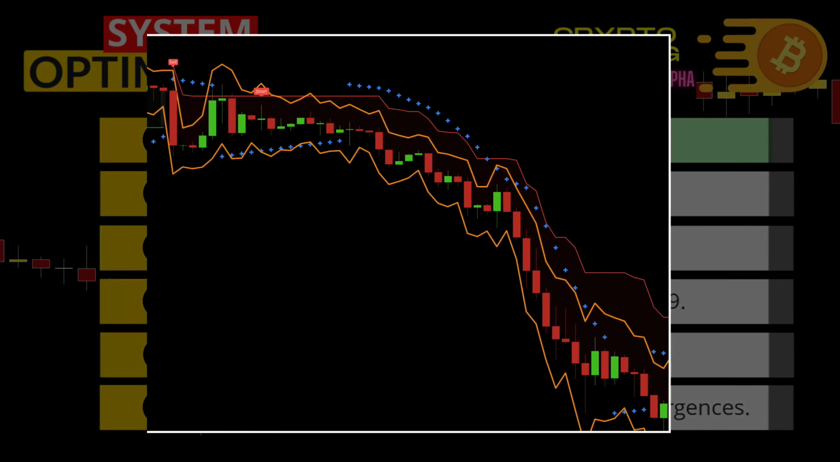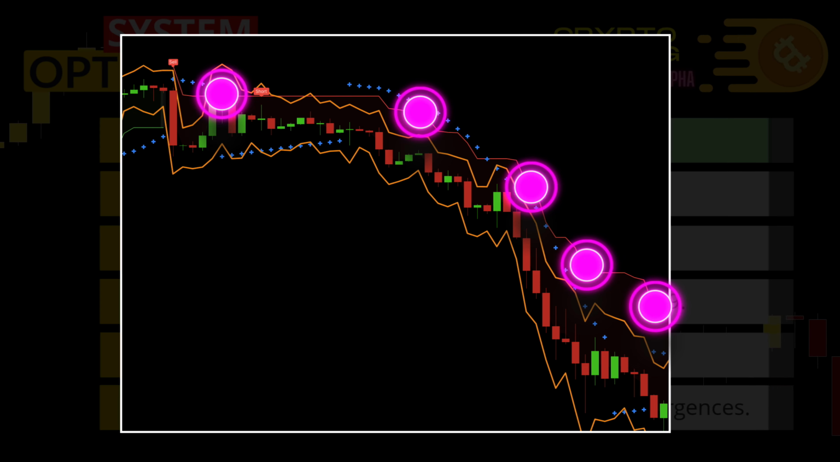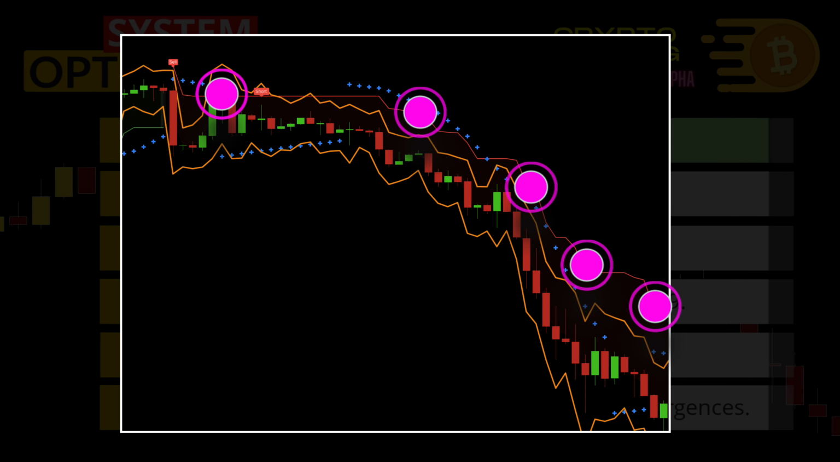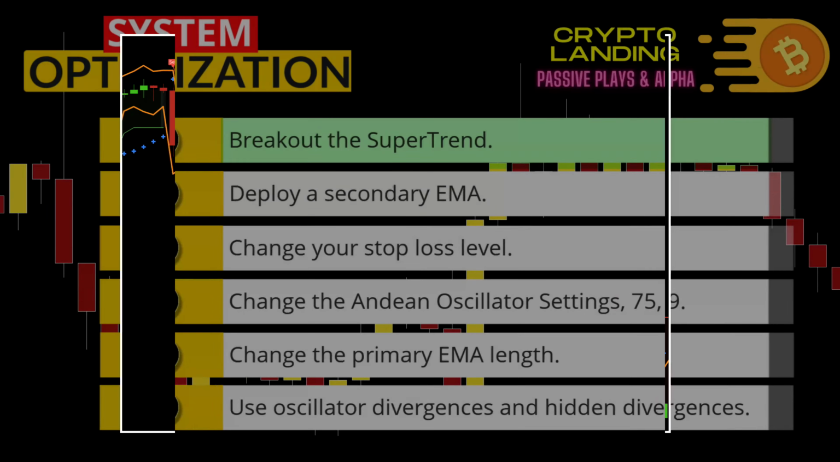First, the super trend as a precondition for entry can provide very strong signals. You can try it either in conjunction with the parabolic SAR or in lieu of it. This is an option on the automated script.